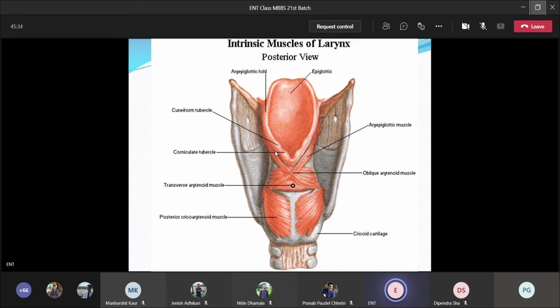Now you see the diagram of the intrinsic muscles of the larynx, which is a posterior view. So transverse arytenoid muscles, posterior cricoarytenoid muscles, aryepiglottic muscles, and oblique arytenoid muscles. So these are the muscles shown in the diagram in the posterior view.